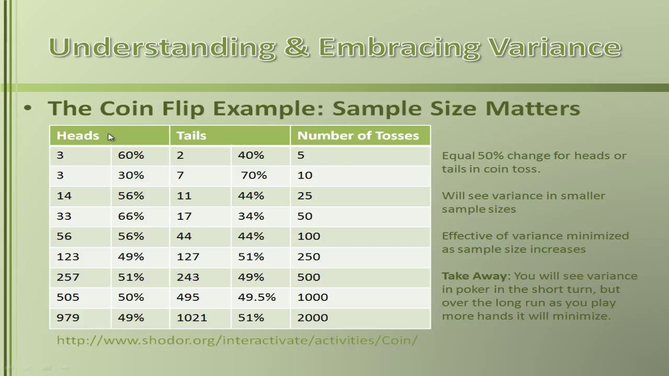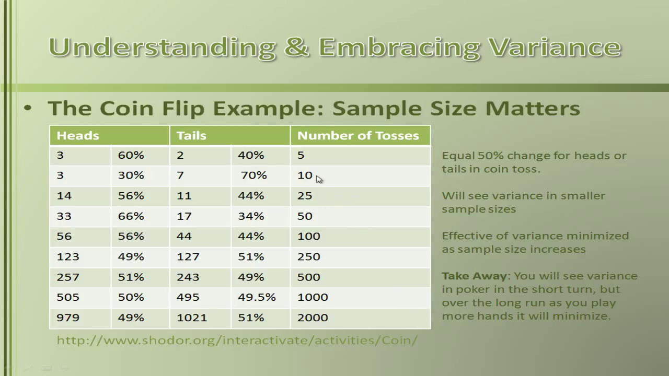The way I have it set up here is I have heads, number of times it hits heads, and percentage, and tails, number of times, and percentage it hits tails, based upon the number of tosses. And I did these independently. I did 5 tosses, 10 tosses, 25, 50, and so forth, all the way up to 2,000.